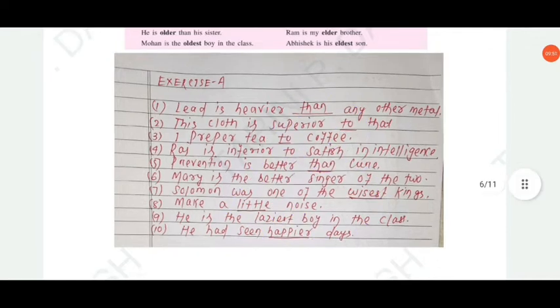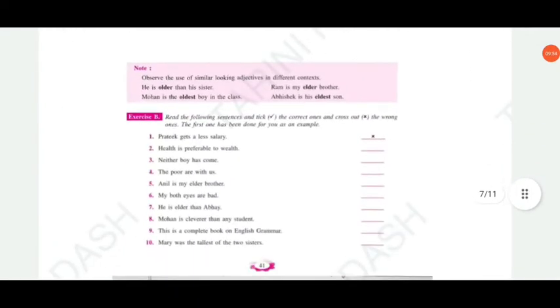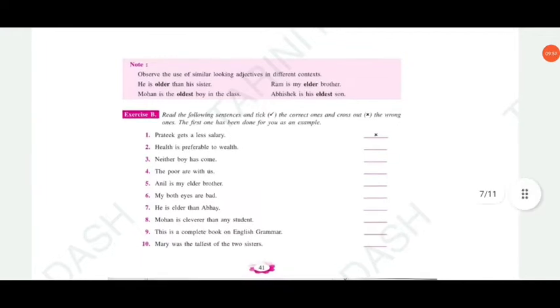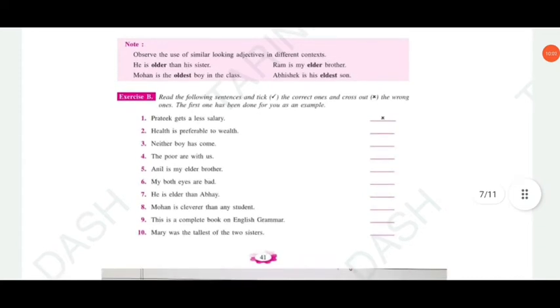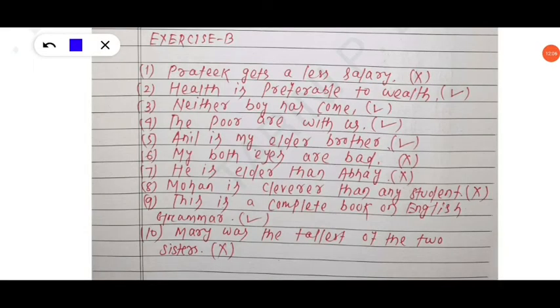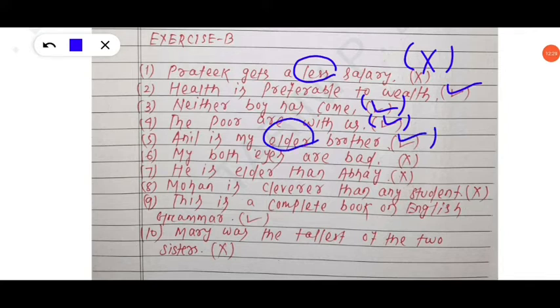Then next: read the following sentences and tick the correct ones and cross out the wrong ones. The first one has been done for you. Pratik gets a less salary. There is no comparison, but the comparative degree is used, so this is wrong. Health is preferable to wealth. This is correct. Neither boy has come. This is also correct. The poor are with us. This is also correct. Anil is my elder brother. Here elder is correct, so you tick it.